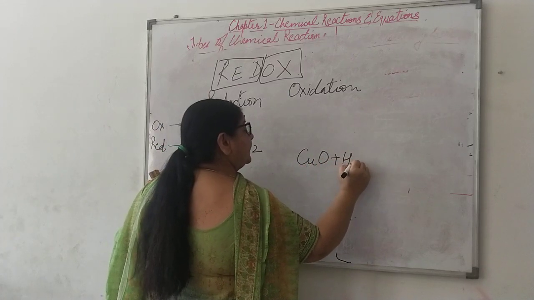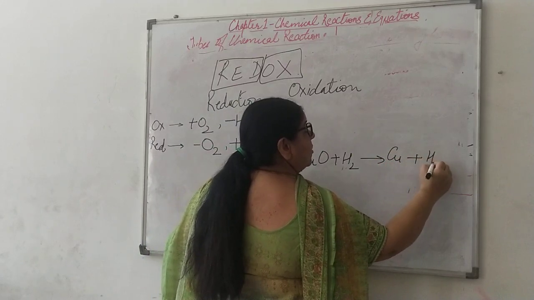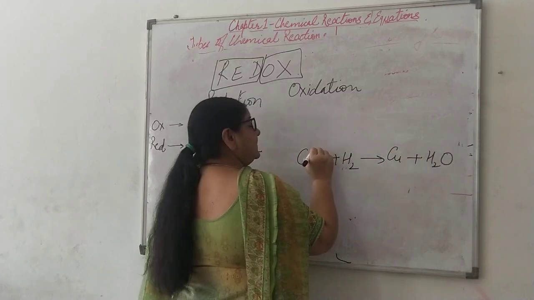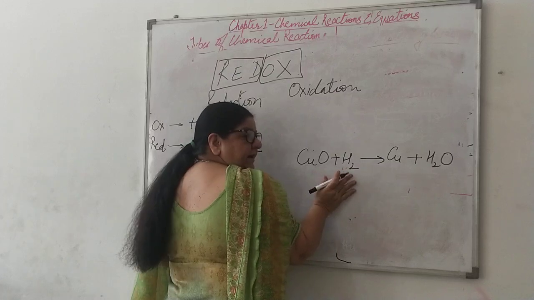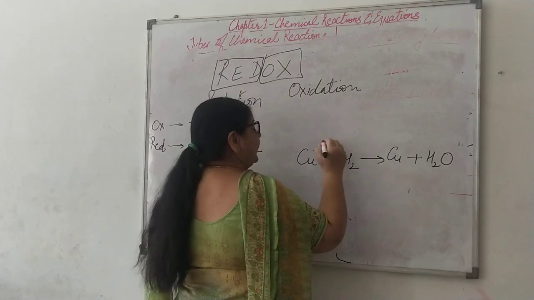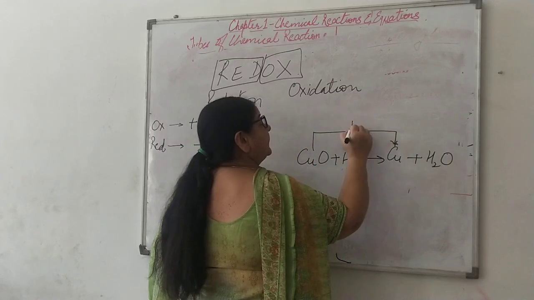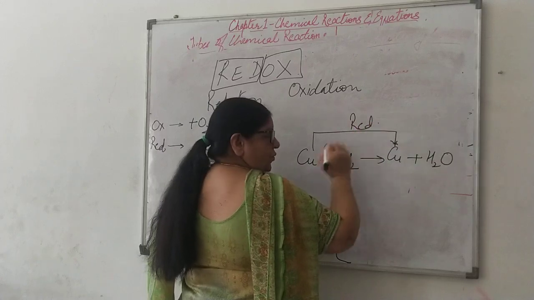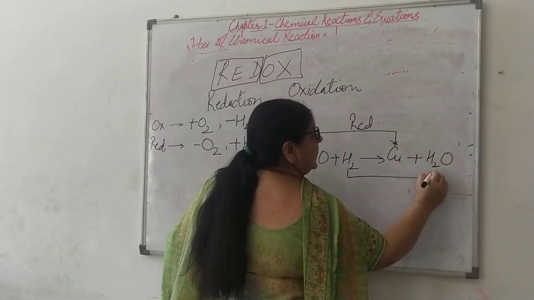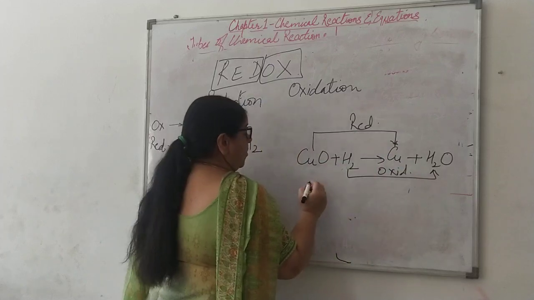CuO plus H2 gives Cu plus H2O. Now in this, what is happening on the reactant side? We have to see what is happening on the reactant side. What product is it giving? CuO is being reduced to Cu. H2 is being oxidized to H2O.